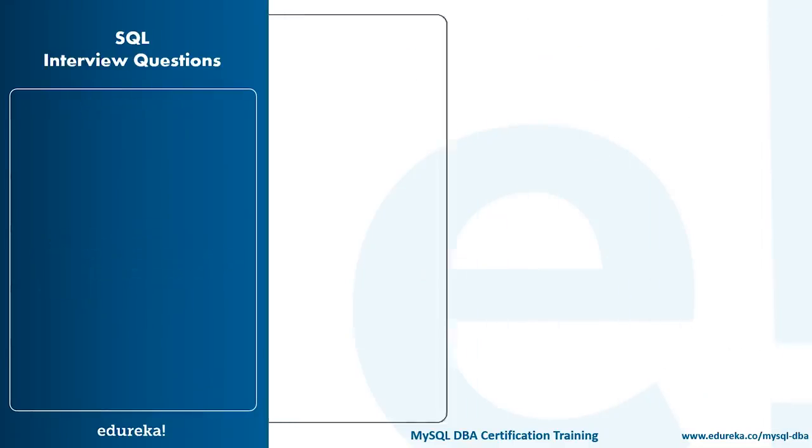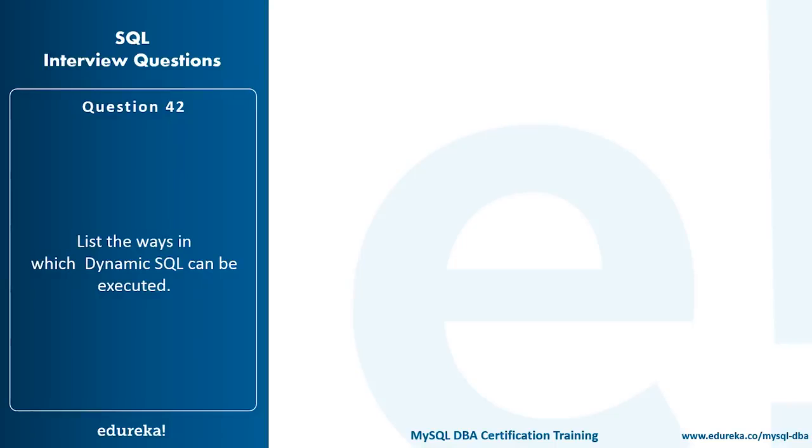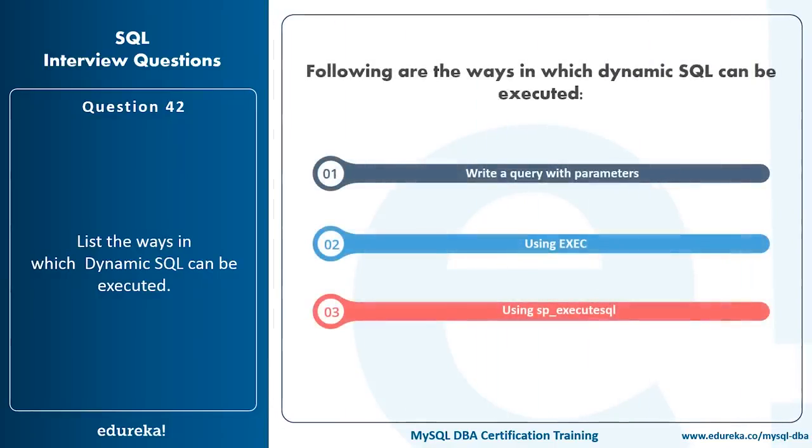Now let's move forward to our next question, that is, list the ways in which dynamic SQL can be executed. The ways in which dynamic SQL can be executed are by writing a query with parameters, using exec, and by using sp_execute SQL. So there are basically three ways in which dynamic SQL can be executed: writing a query with parameters, using exec, and using sp_execute SQL.